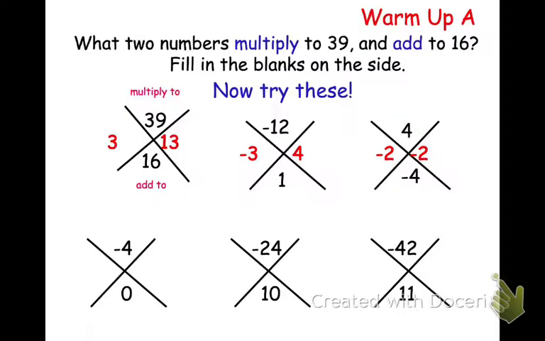Okay, the next, what adds to 0? So again, it multiplies to negative 4. So again, my factors of 4 are 1 and 4, 2 and 2. So what adds or subtracts to 0? It would have to be a negative 2 and a positive 2.